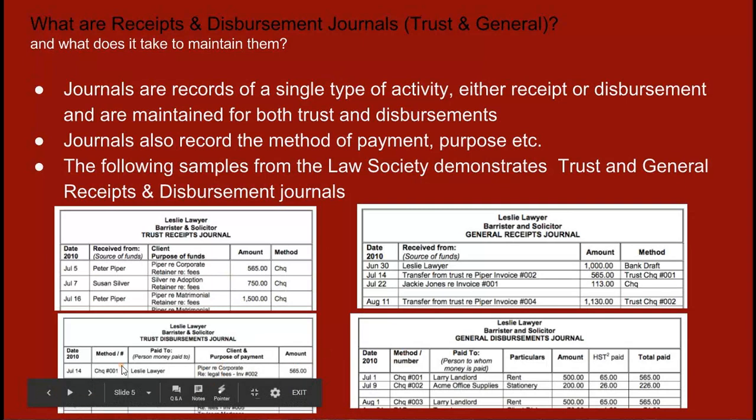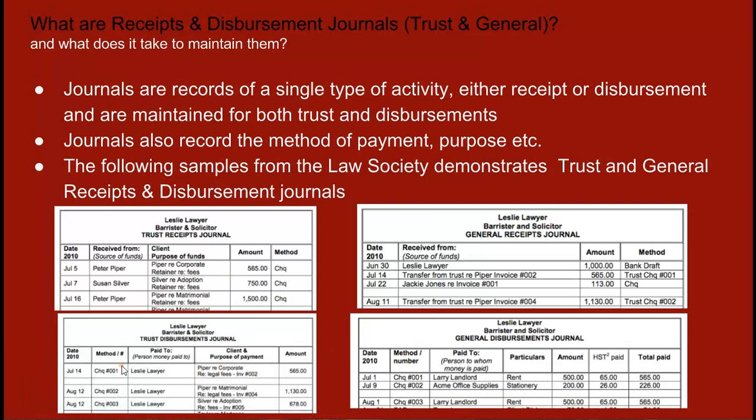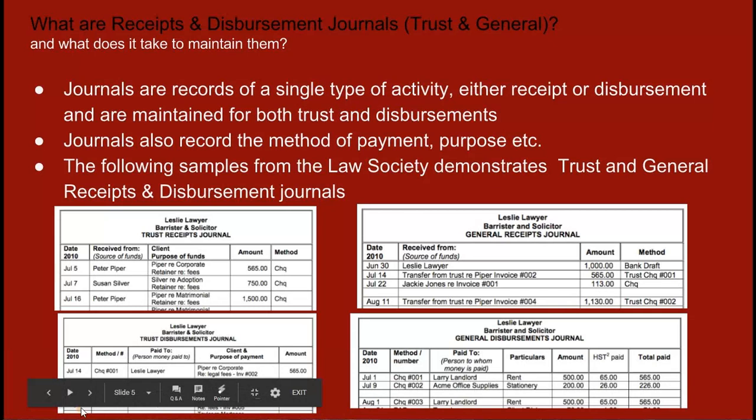So again, different set of documents. Now you've got the trust receipt, the trust disbursement, the general receipt, and the general disbursement. So 4 documents. So far, we've looked at the trust ledger, the general ledger, and 4 journals, making it 6 documents altogether. Okay?